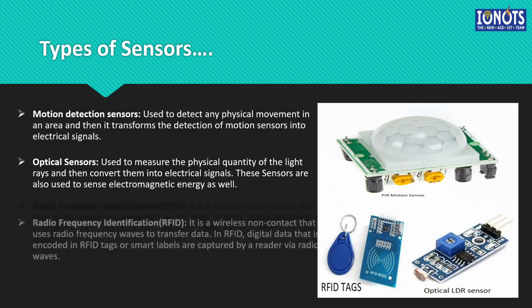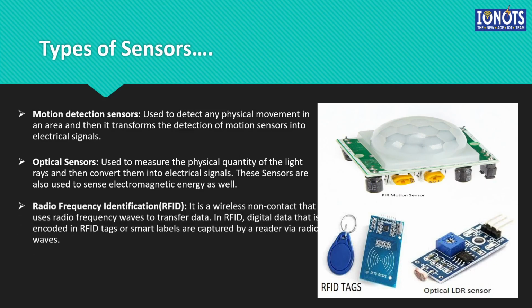The next category of sensors are radio frequency identification modules or sensors. Radio frequency identification, the acronym for which is RFID, is basically a non-contact sensor that uses radio frequency waves to transfer data. In RFID, digital data is encoded by RFID tags or smart labels and is captured by a reader via radio waves.